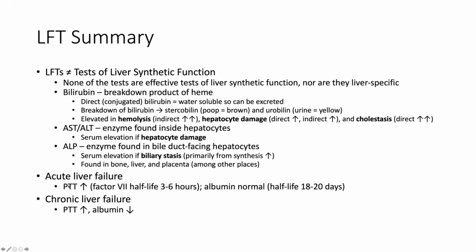So acute liver failure, PTT is up, albumin's normal. In chronic liver failure, your PTT is up, but your albumin would be low, because again, now enough time has passed that your albumin has decreased. Cool. So I just wanted to do this summary of the previous lecture because it is very relevant to all of GI, but especially what we're going to talk about today.